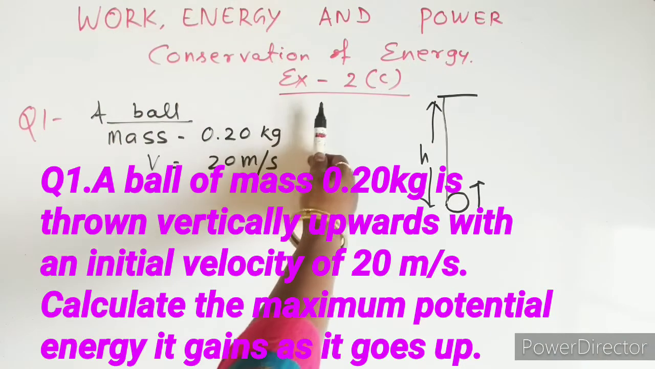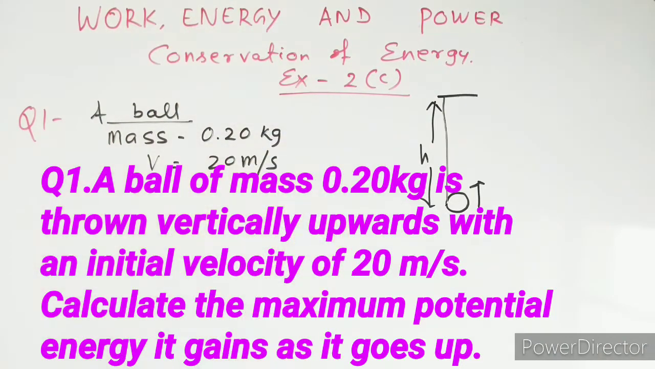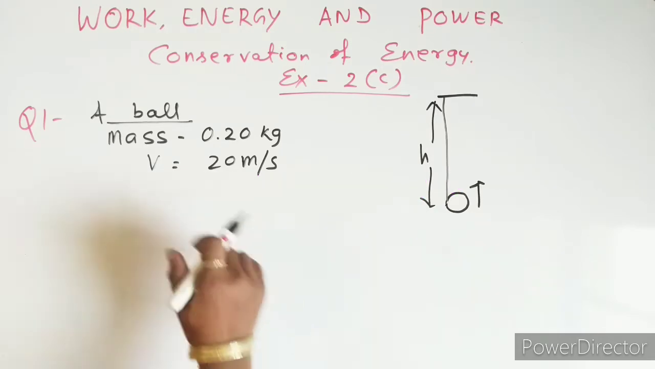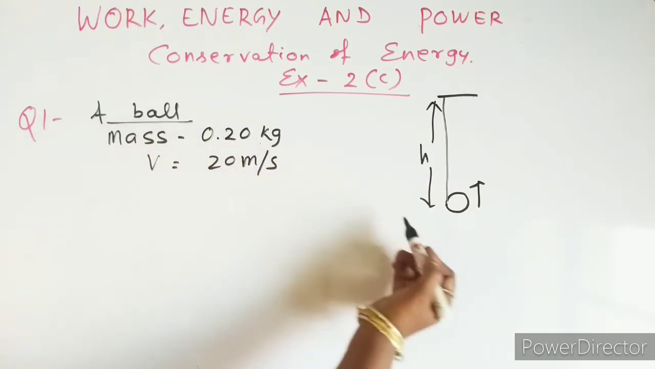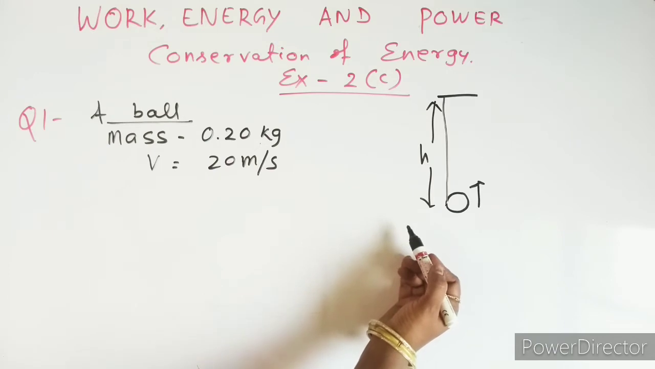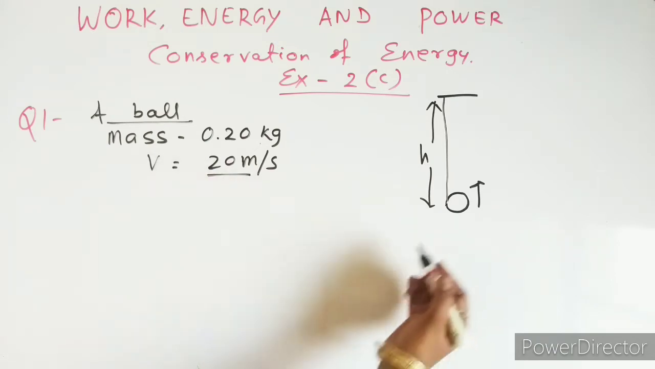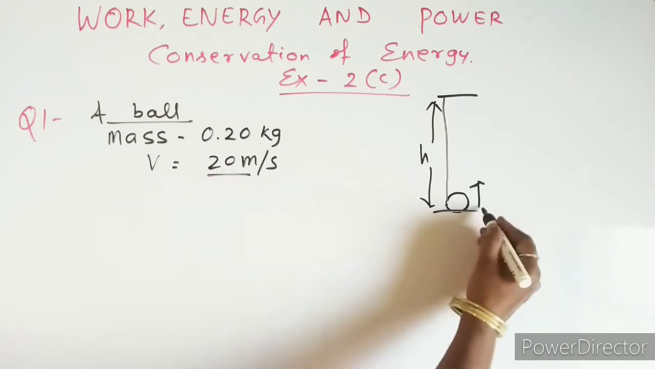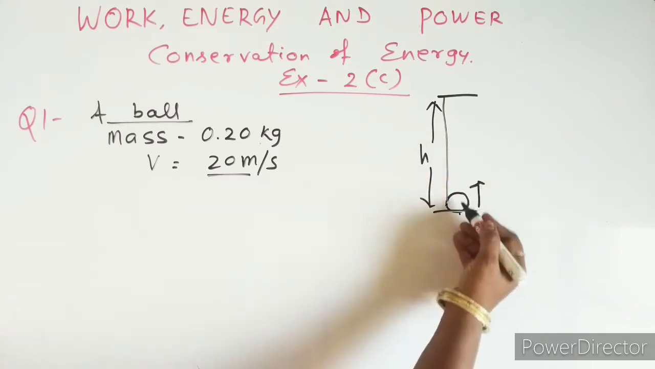Today we will discuss exercise 2C, which is a part of conservation of energy. Here is an interesting question. Usually this question comes in the board. A ball of mass 0.2 kg is thrown vertically upwards with an initial velocity of 20 meter per second. Let this be the ground, and the ball is thrown vertically upwards.